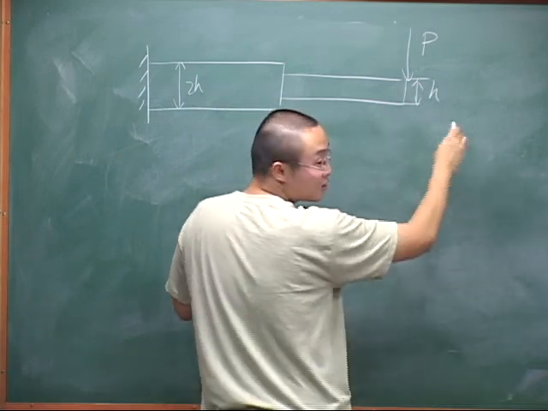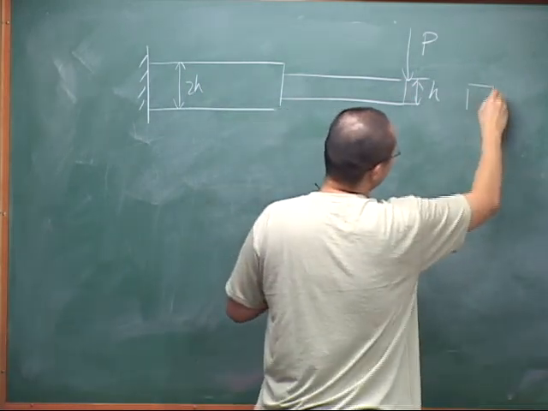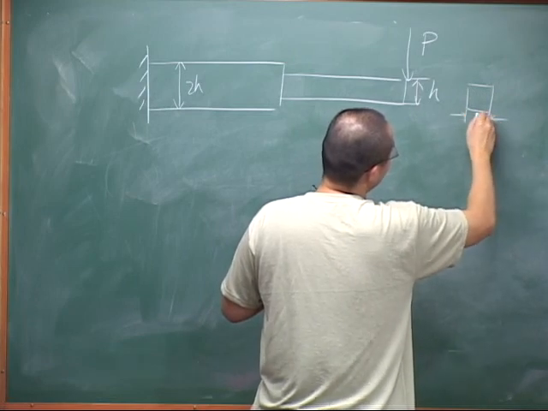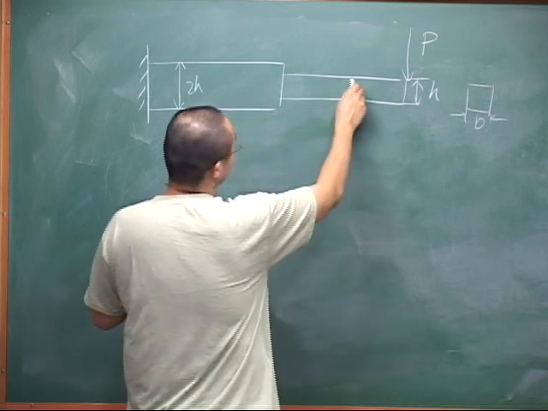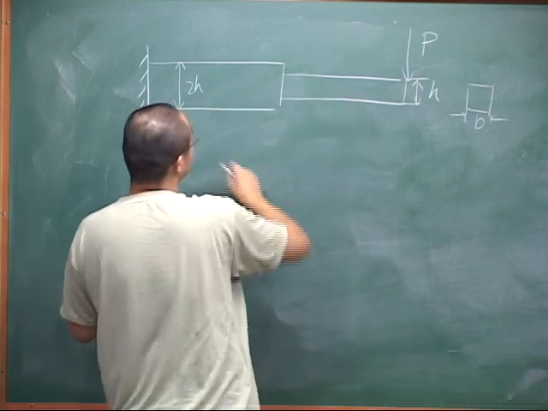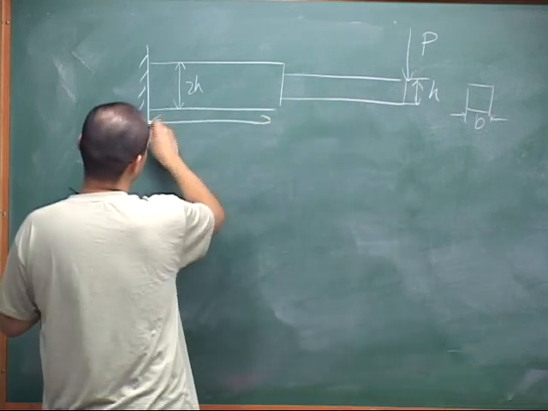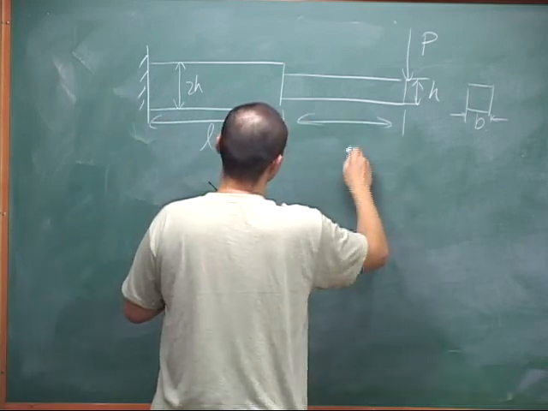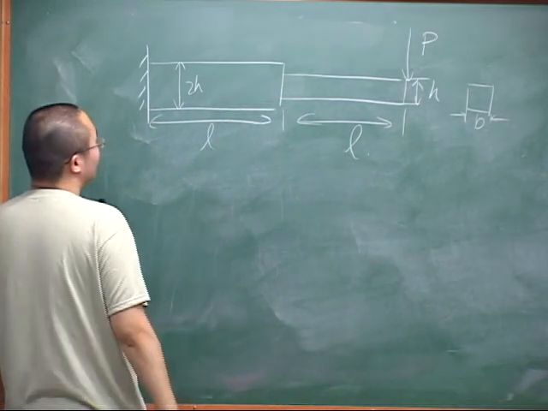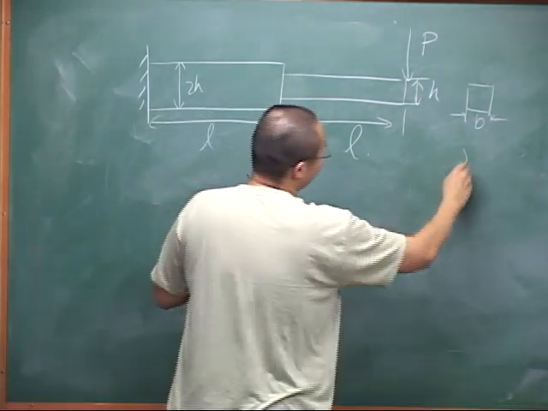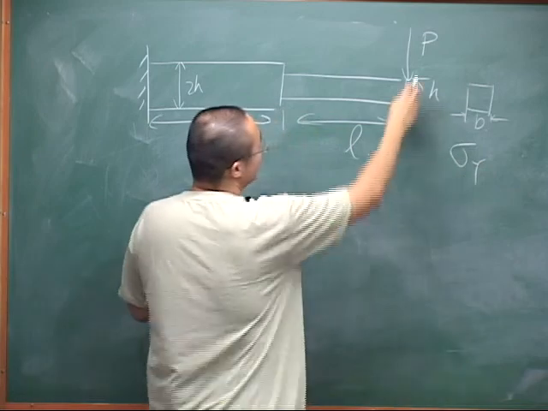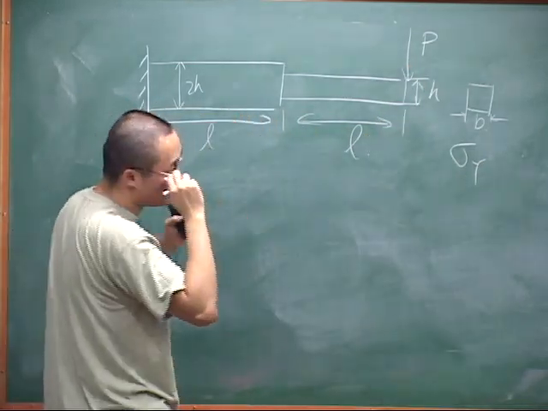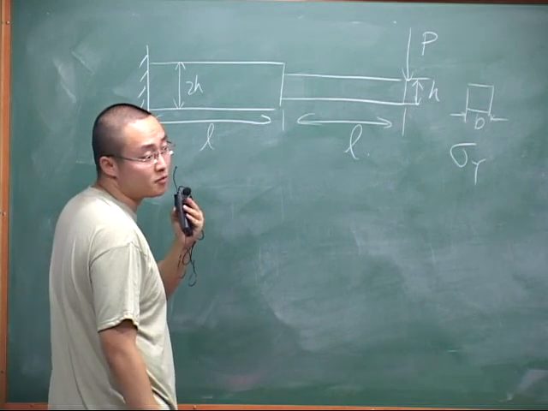And the width, assuming this is a rectangle cross section, is b. The same for this one and this one. So we're given the strength, and we want to know what's the maximum possible P. This is similar to the first problem.